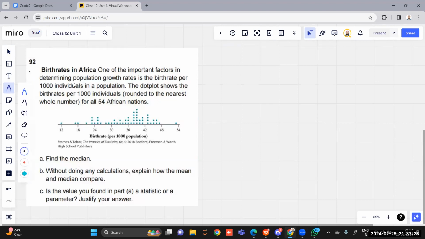Birth rates in Africa. One of the important factors in determining population growth rates is the birth rate per 1,000 individuals in a population. The dot plot shows the birth rates per 1,000 individuals, rounded to the nearest whole number, for all the 54 African nations. Find the median. How will you find the median? What we need to do is find the middle between all of these. Correct, find the middle. So what will be the median?